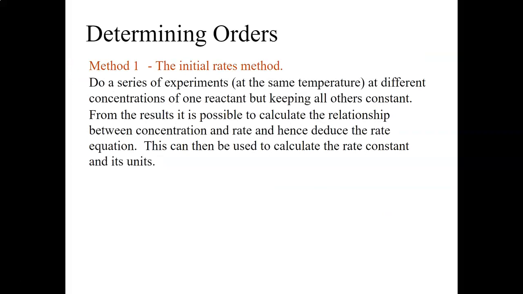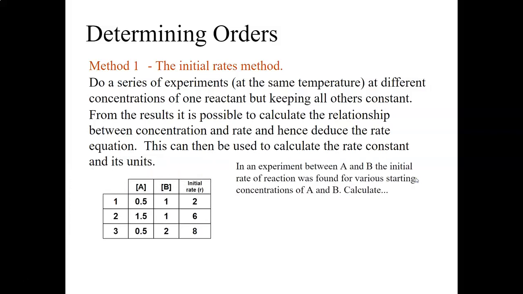To determine these orders, and we're only going to look at one technique for now, because that will keep you busy for plenty of time. So you do a series of experiments, you make sure they're a fair test, but you change the concentration of one reactant only. Then you change the concentration of another reactant, keeping everything the same. And from that, you should be able to calculate or deduce the rate expression, and then you can use that rate expression to calculate the rate constant and its units. That's a typical sort of IB question.